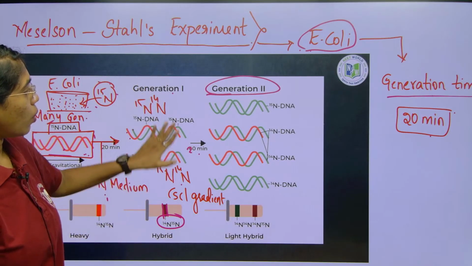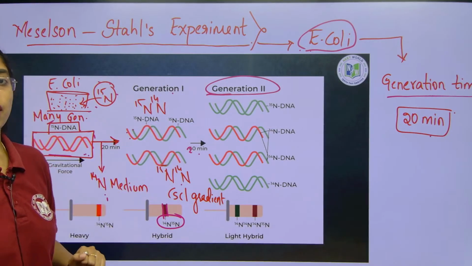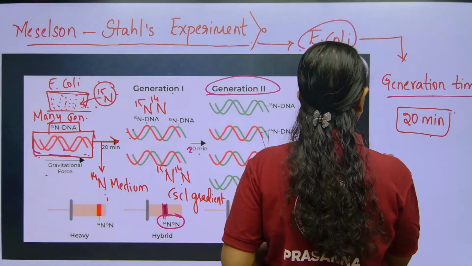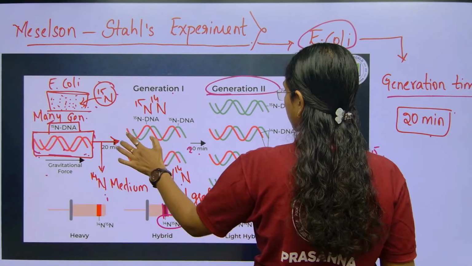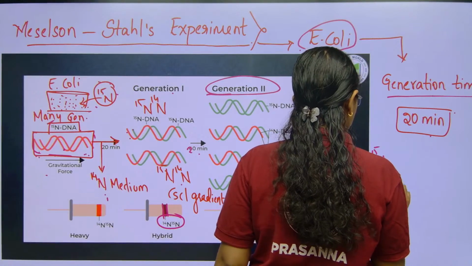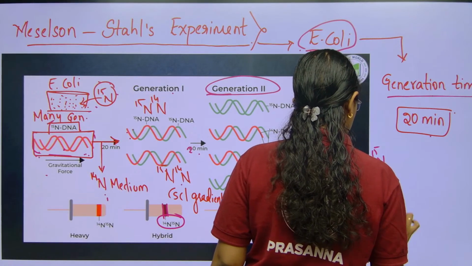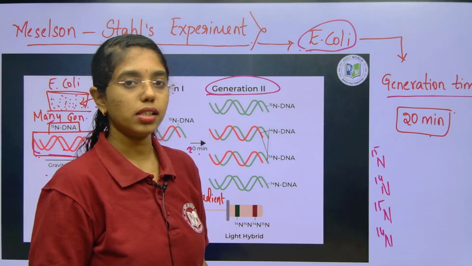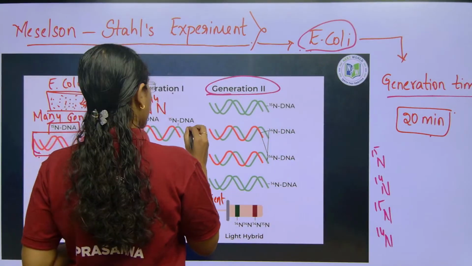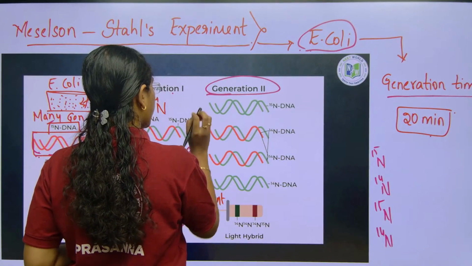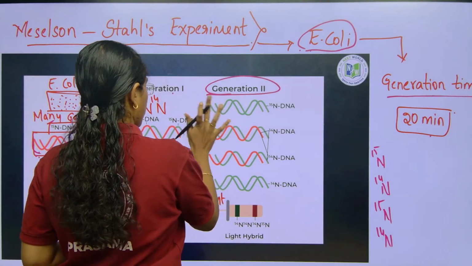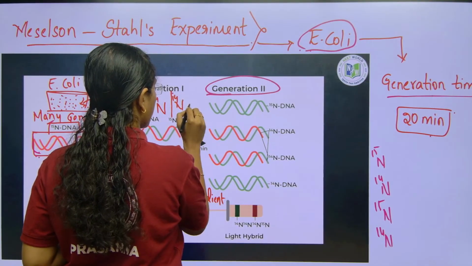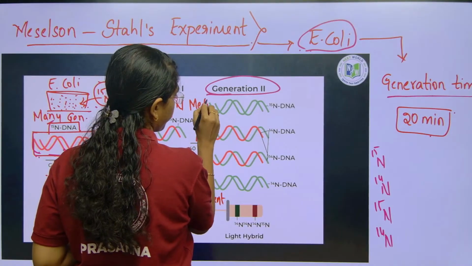Now you tell me how many parental strands we have from generation 1? 4 parental strands, that is N15, next N14, again N15 and N14, right. All this will act as what? Parental strands itself, and this is cultured where? In N14 culture medium only again, right. This is cultured in N14 culture medium only.